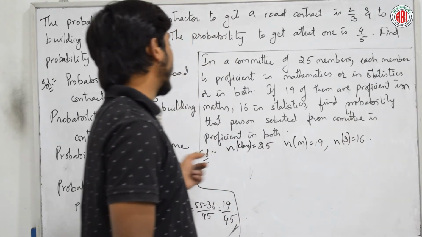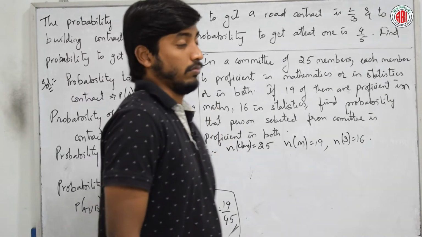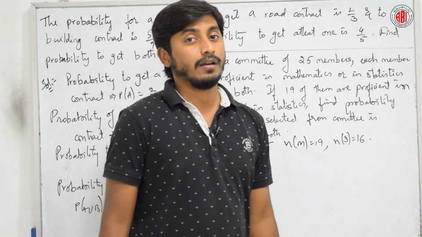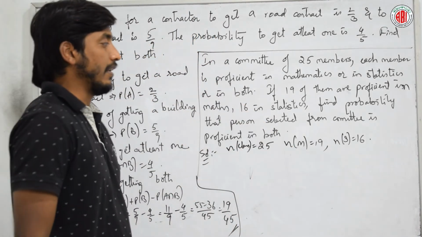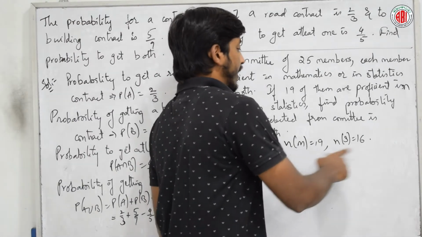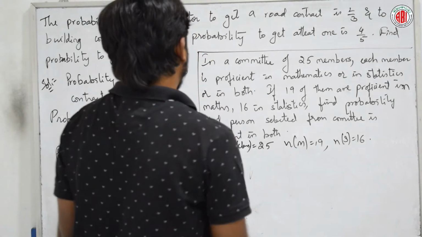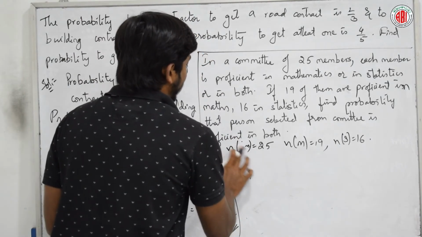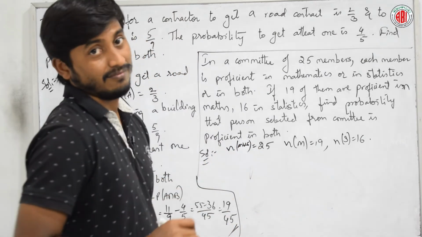Find the probability that the person selected from the committee is proficient in both. So what does this mean? Just tell me 19 plus 16. So what is the common thing we have? 19, 16. That is what we have to find. Now this is simply, we can also write it as M union S, the total class.